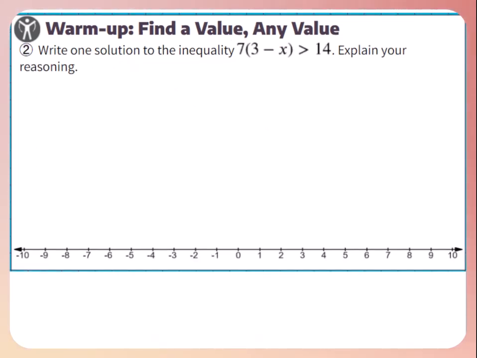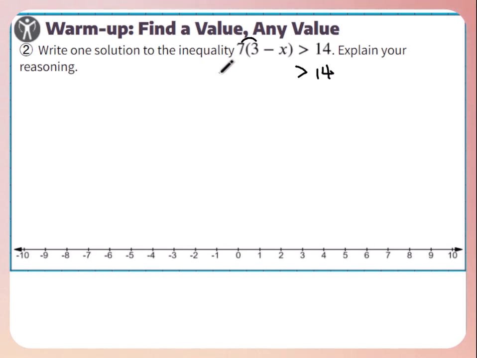All right, on this one, write one solution to the inequality 7 times (3 minus x) greater than 14. Now, in order to solve this, you need to simplify both sides. The right-hand side is already simplified. It's 14. So let's bring down that 14, bring down the greater than, and let's work on simplifying the left-hand side. So distribute, we're multiplying 7. We're going to distribute it to both terms in parentheses.